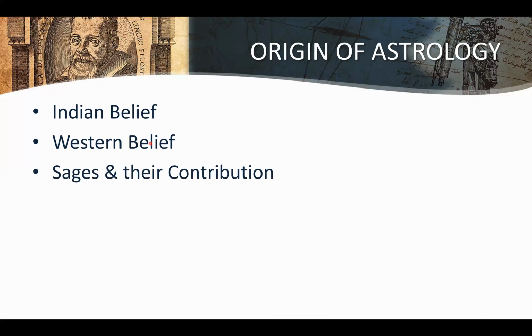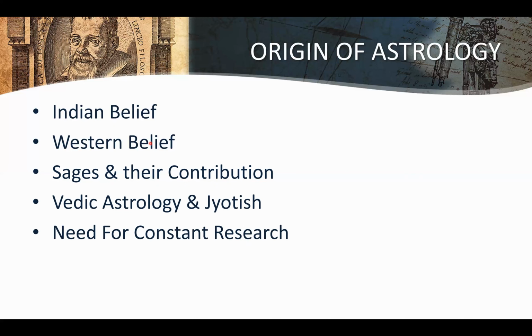I've already told about the Indian sages and their contribution. And slowly, Vedic astrology started developing. And later on in India, it was termed as Jyotish. However, as I already told you, there is a need for constant research, which needs to be carried out with the different methods of astrology. Over the years, a lot of methods have come into being.